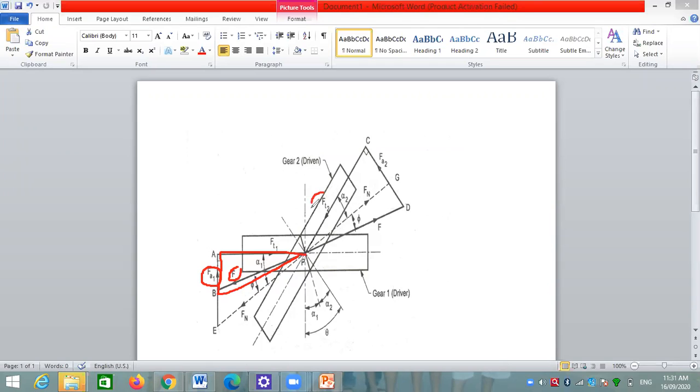Similarly, Ft2 is the tangential force for gear 2, Fa2 is the axial force for gear 2, Fn is the normal reaction at the point of contact, and alpha 2 is the spiral angle for gear 2.